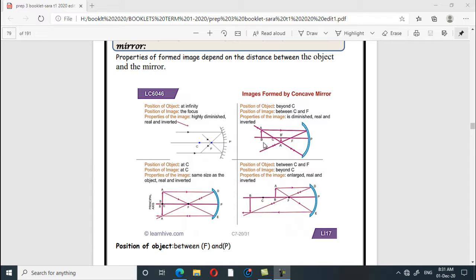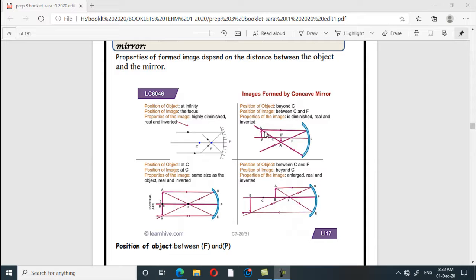In the second case, the object is standing at a distance more than the double focal length. From the pole to the focus, it's the focal length. From the focus to the center, the same distance. So from the pole to the center, it's the double of the focal length, and the object is found at a distance more than the double focal length, so it's after the center of curvature.